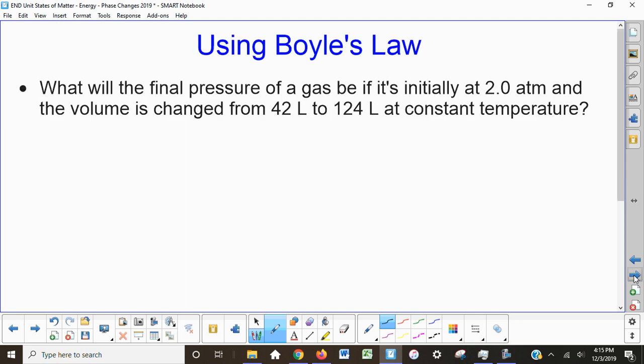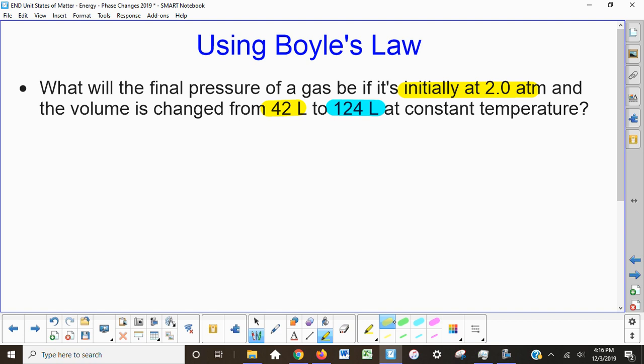I'm going to do a mathematical problem so that you have this to kind of view how we would solve one of these problems on a homework or a lab when we put numbers to it, which we will starting soon. So this problem says, what is the final pressure of a gas if it is initially at 2 atmospheres and the volume is changed from 42 to 124. So I'm going to highlight the before stuff in yellow.